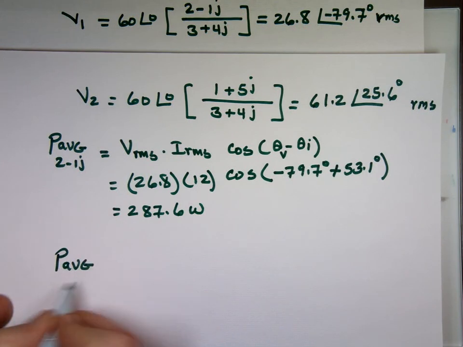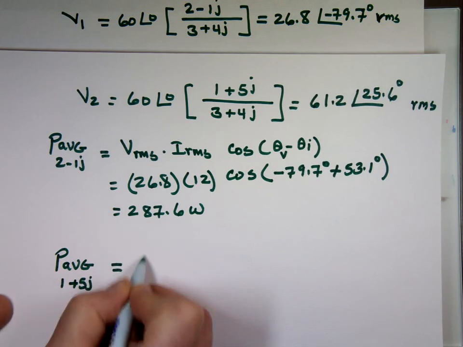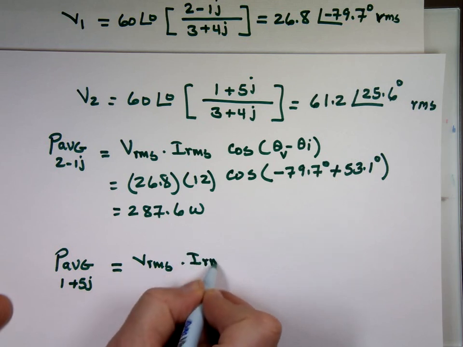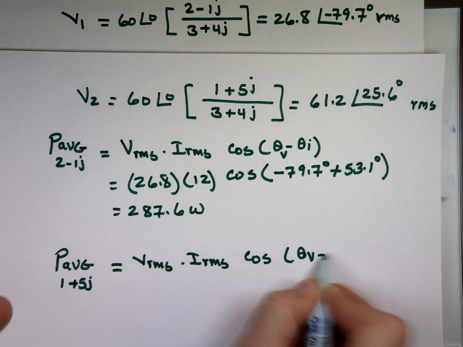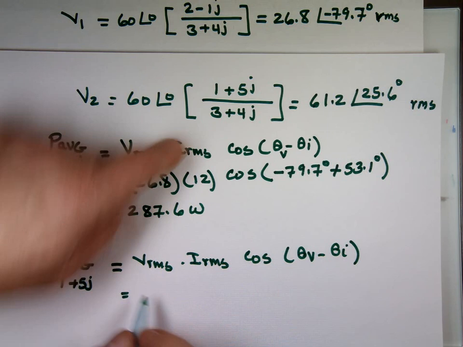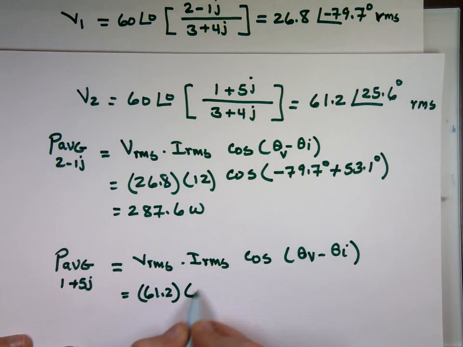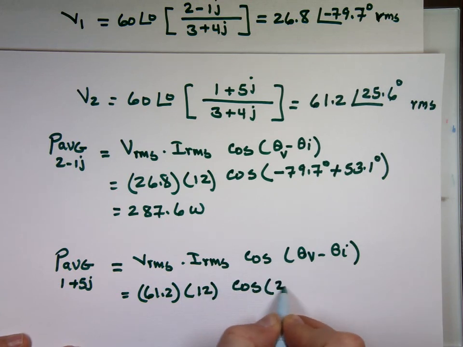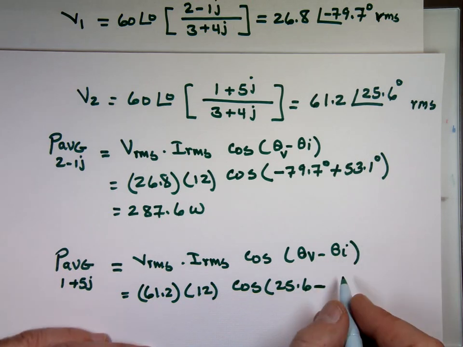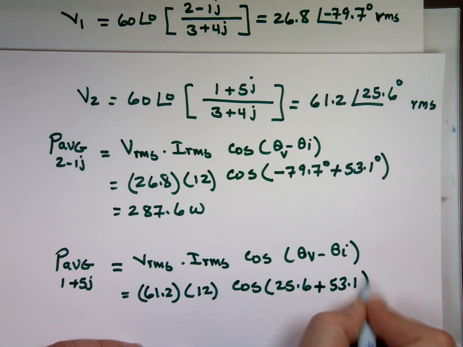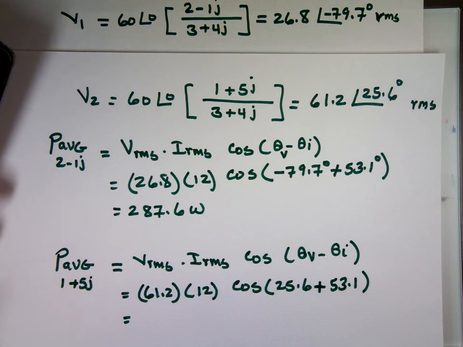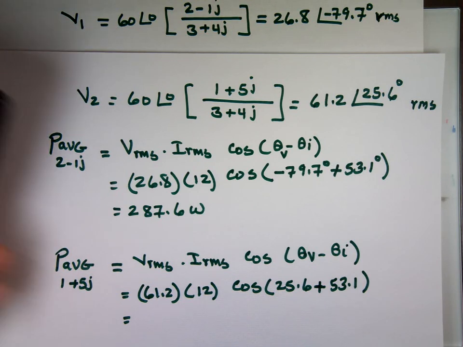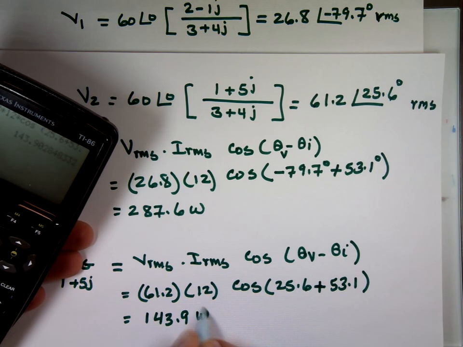Now, what's the average power for the second one, the 1 plus 5j? Again, it's VRMS times IRMS times cosine of theta V minus theta I. That's the second voltage, 61.2, IRMS 12. Cosine of theta V, which is 25.6, minus theta I. So minus a minus makes it a plus 53.1. So 61.2 times 12 times cosine of (25.6 plus 53.1). I got 143.9 watts, roughly 144.